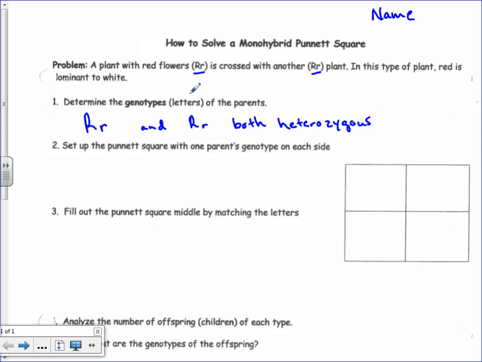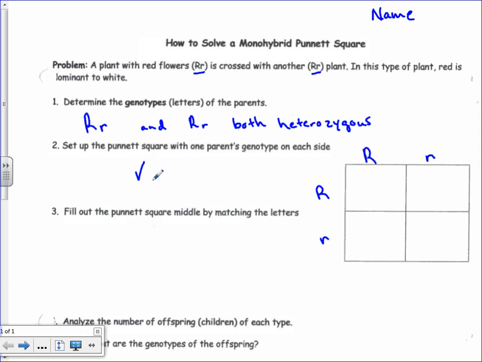Okay, the second thing we need to do is set up the Punnett square with one parent's genotype on each side. So we're going to put mom at the top because mom always goes on the top. So we have a dominant allele from mom and a recessive allele from mom. Dad always goes on the side. So we have a dominant allele from dad and a recessive allele from dad.